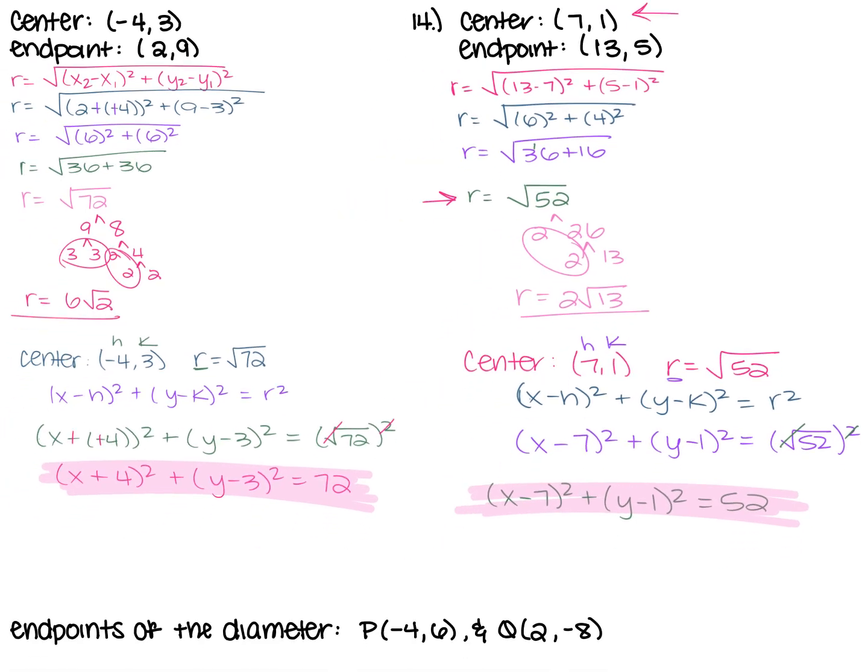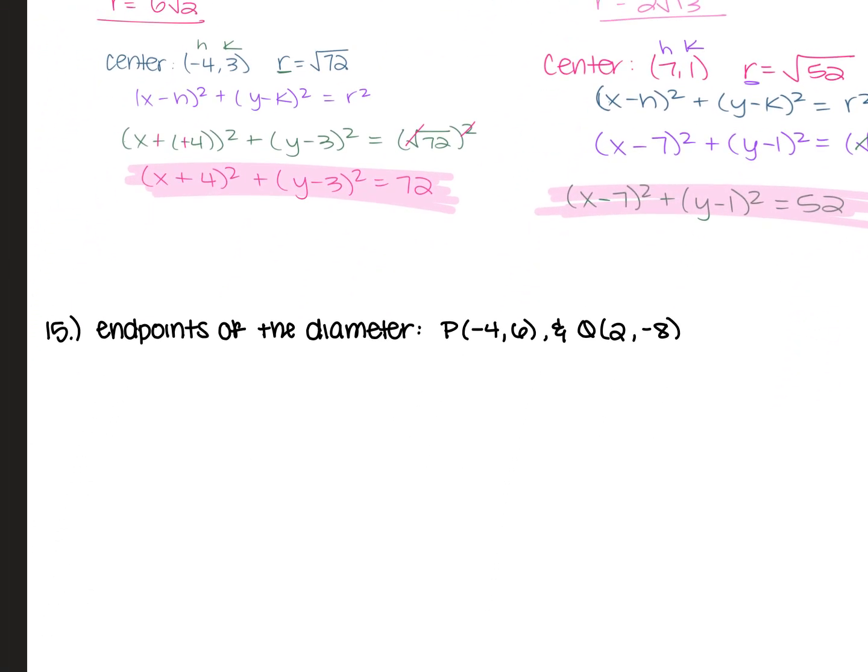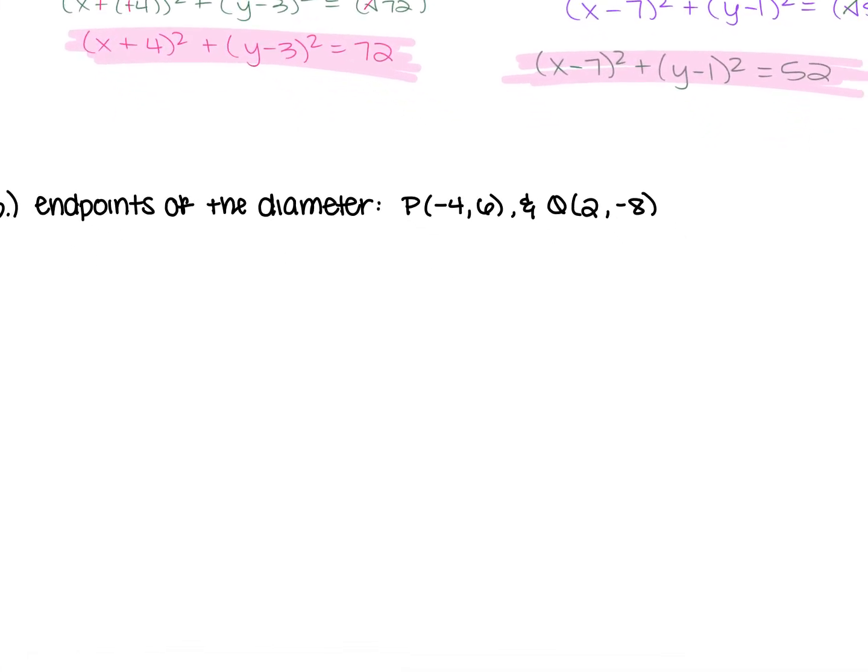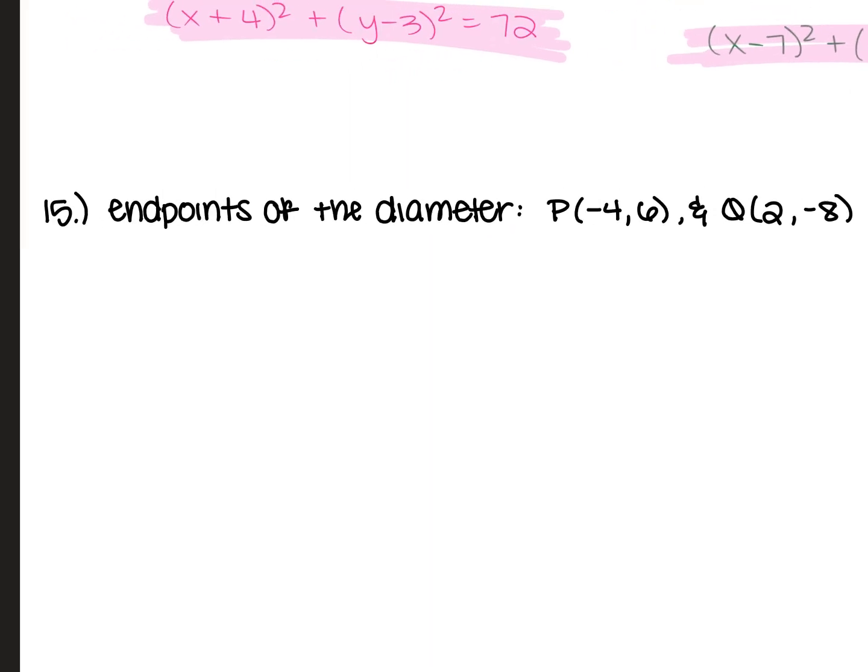So your last question is like a bonus question on your review. It is something that you might see on your midterm or your final, but it's not going to be on your quiz. It tells you that you have two endpoints of the diameter, P negative 4, 6 and Q 2, negative 8. This does not give you your center point. So just like the ones before this, you have to find your radius and the equation of a circle. However, you also have to find the center as well. So use your midpoint to find your center.